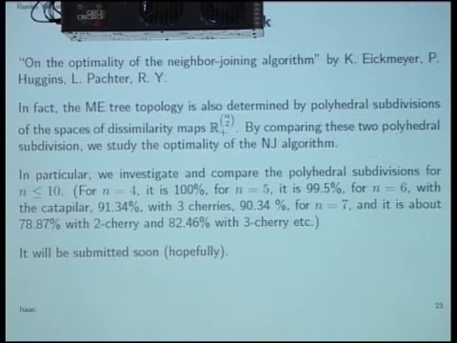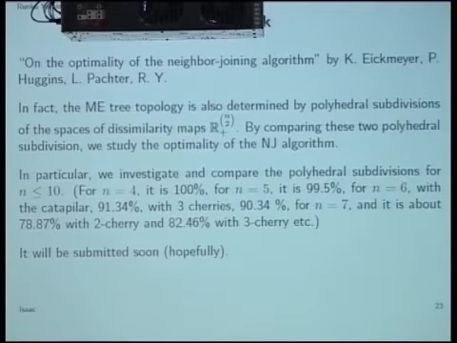So here's future work. The title is On the Optimality of the Neighbor Joining Algorithm by Meyer, Peter Huggins, Lior Pachter, and myself. In fact, the ME tree topology is also determined by a polyhedral subdivision of the space of dissimilarity maps, like I represented. By comparing those 2 polyhedral subdivisions, we can study the optimality of the neighbor joining algorithm. This is a teaser of the next talk.